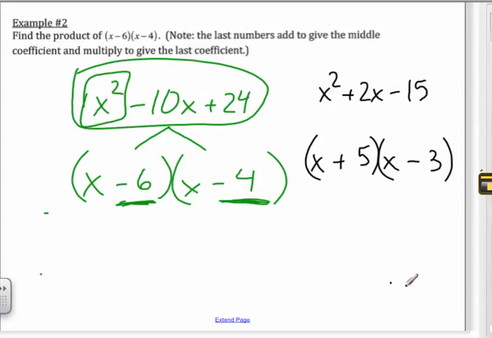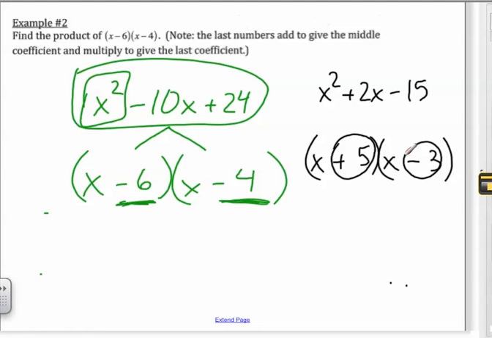Now, here's the thing. Listen up. Here's the key. The key is that this one times this one has to give us minus 15. And it does, right? Because I got a positive times a negative. But when I add them together, it has to give me positive 2.